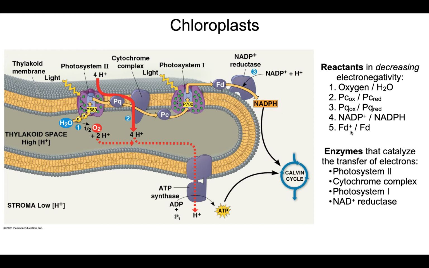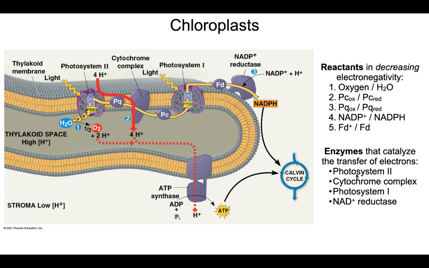And finally, we have ferredoxin. FD plus is the oxidized form, and FD is the reduced form, and there is our ferredoxin. So now we have identified our reactants, the molecules that are going to be reduced and oxidized as electrons are transferred from one molecule to another. Now we have to identify the enzymes. What are the enzymes that are going to catalyze these transfers of electrons, these redox reactions?